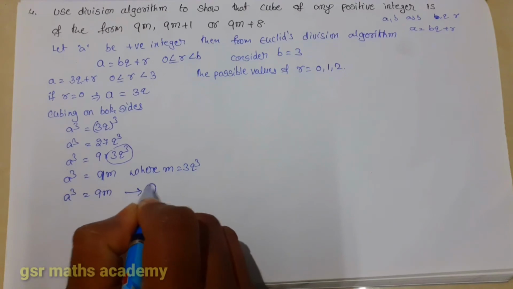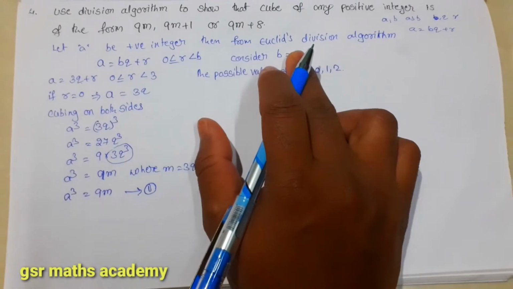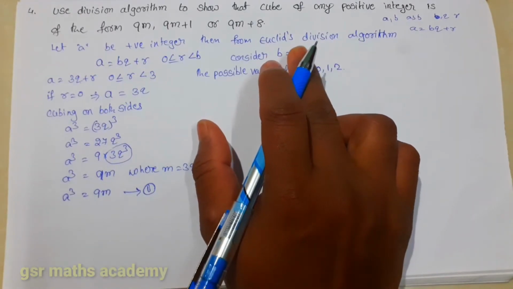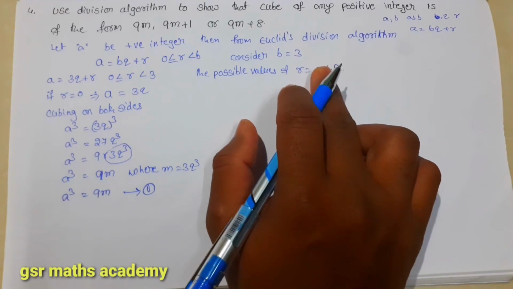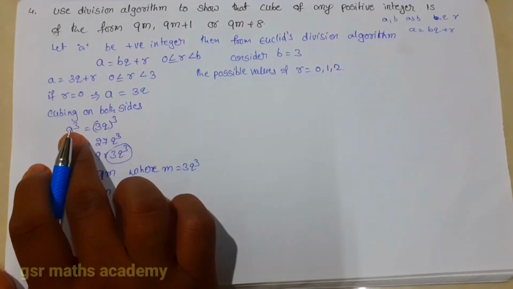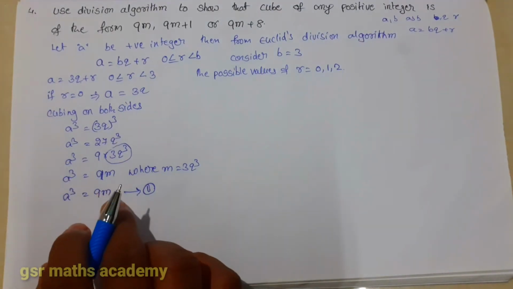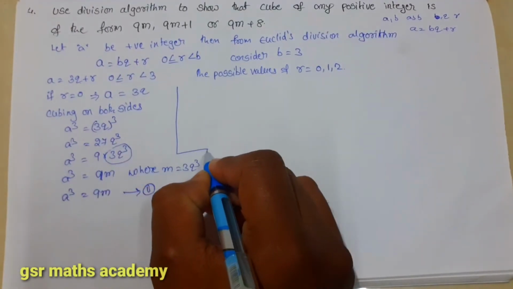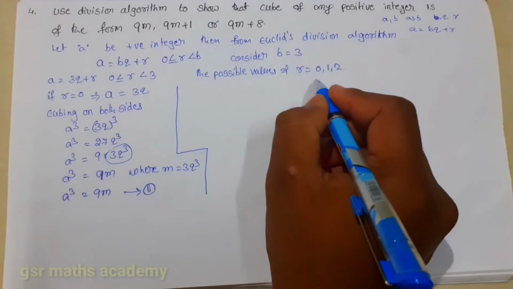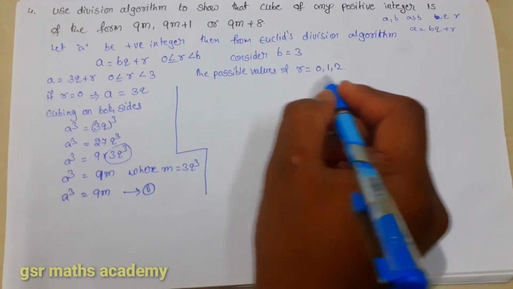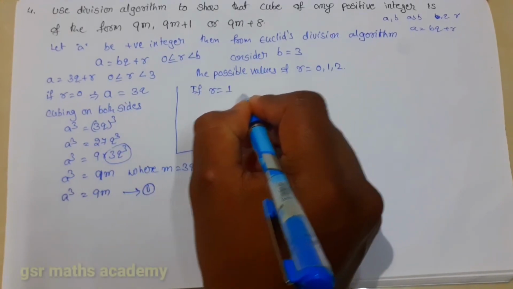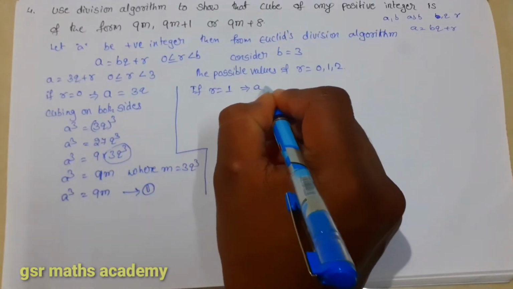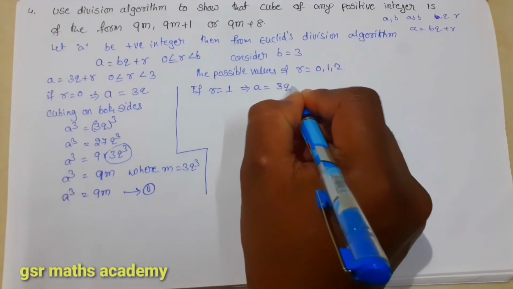That means for any positive integer a, the possible values of r are 0, 1, 2. If r is equal to 0, then the cube of that positive integer is in the form of 9m. Now what is another possible value of r? The possible value of r is 1. So if r is equal to 1, then a becomes 3 into q plus 1.